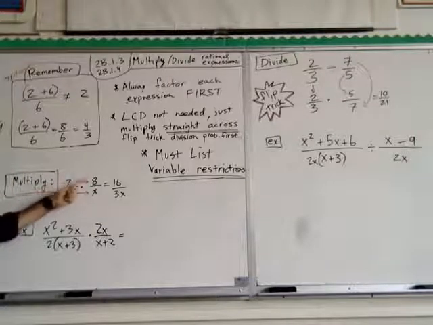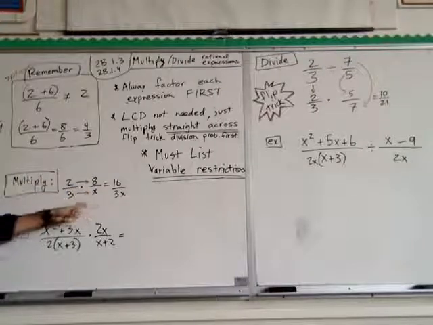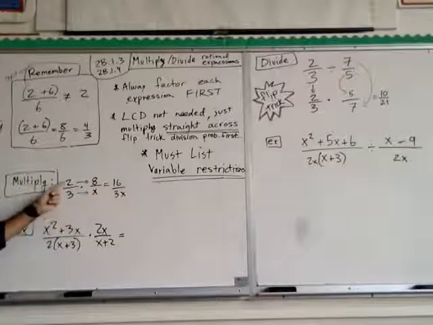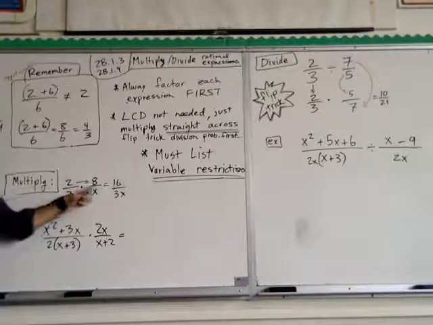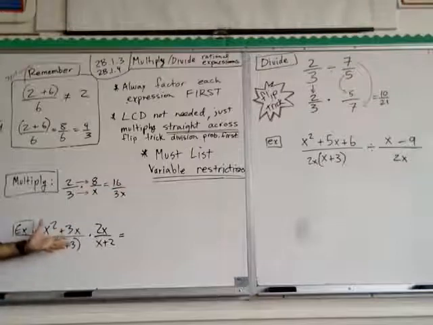2/3 times 8 over x. We multiply straight across. Look how easy that is. We don't need a common denominator. We don't have to compensate all that. 2 times 8, 16. 3 times x, 3x. Nothing more we can do. Done. Okay. It's going to be just as easy with expressions.